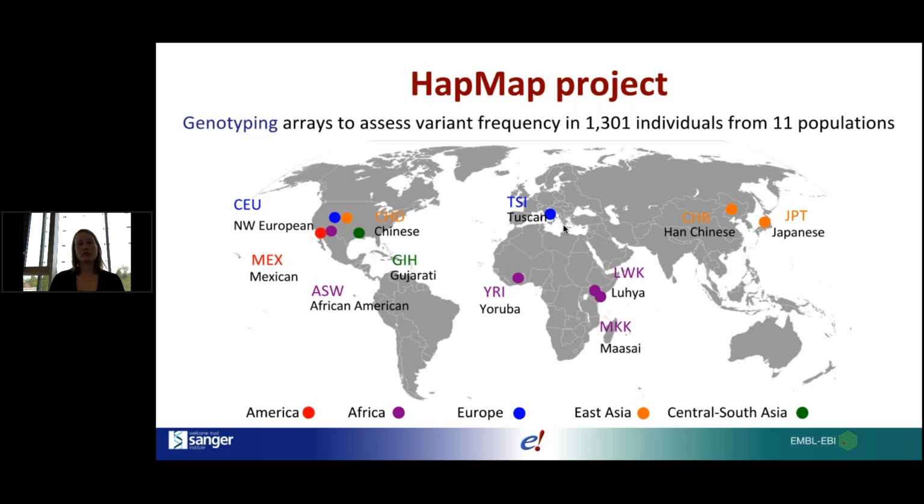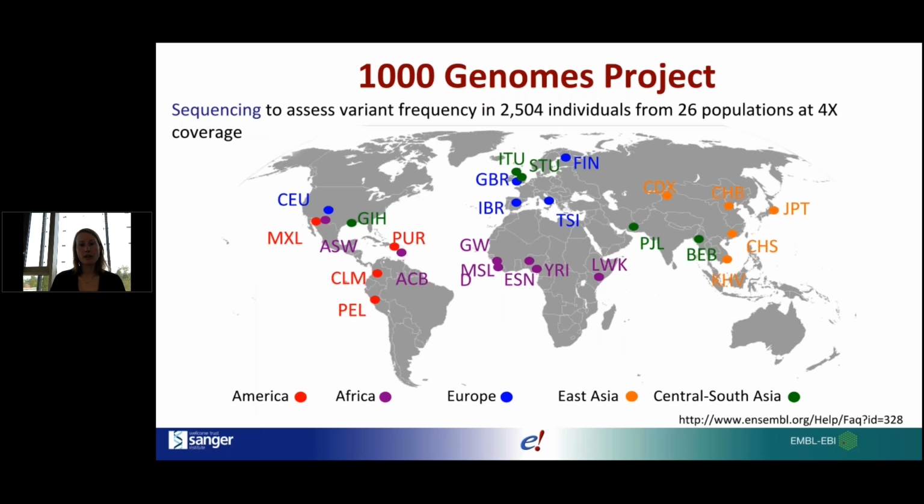In addition to variants, we also report the frequencies of those variants. For example, the HapMap project looked at genetic variation in the human population, and HapMap used genotyping arrays to assess frequency in individuals from 11 populations worldwide. The idea was just to explore genetic diversity in the human population. Because HapMap used genotyping arrays, it recovered the frequencies of known variants. We also report data from the 1000 Genomes project. The 1000 Genomes project built off HapMap, and it used next generation sequencing to assess variant frequency in individuals from 26 populations globally. Because it used next generation sequencing, it was able to capture the frequency of known variants, but also to discover novel variants.